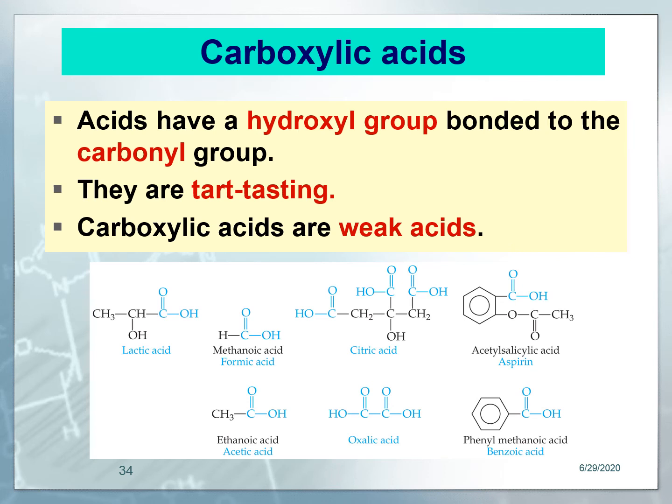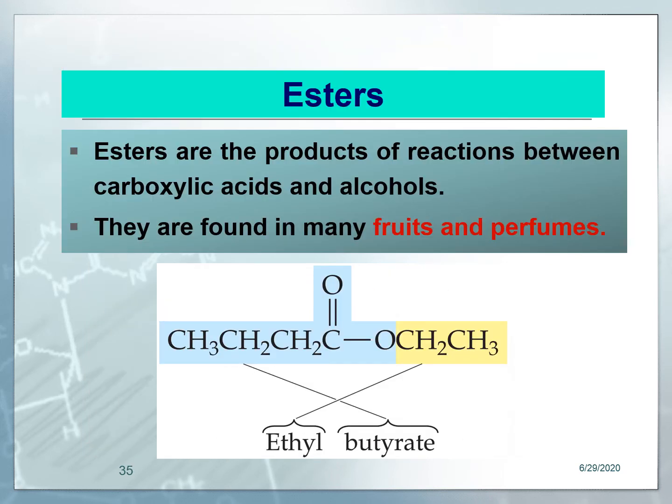Acids that have a hydroxyl group bonded to the carbonyl group are tart-tasting and are weak acids. These are examples such as lactic acid, formic acid, citric acid, and so forth. The last one is ester. Esters are the products of reactions between carboxylic acids and alcohols. Generally, they have very pleasant odors. They are found in many fruits and perfumes. An example of an ester here is ethyl butyrate, which has a fruity odor, similar to pineapple.